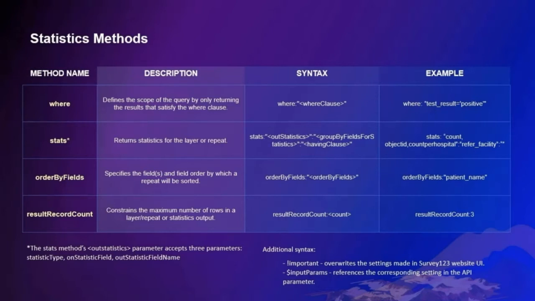The methods that are available in the summary report are where, stats, order-by-fields, and resultRecordCount. Additionally, the important and input parameters syntax can also be used in a summary report. We will discuss how each of these methods works in the next section.